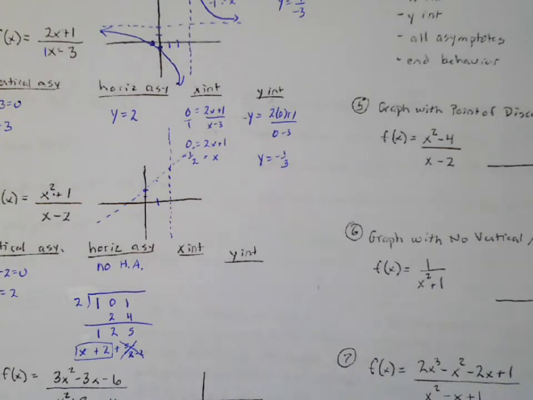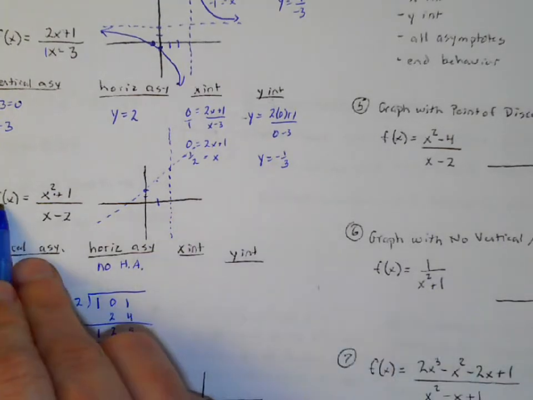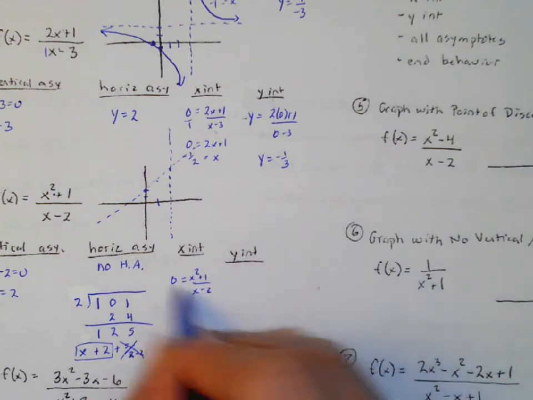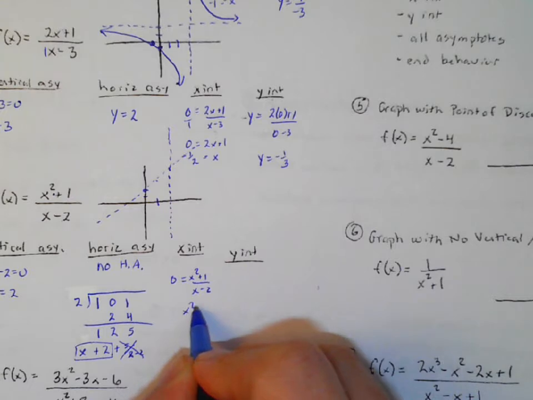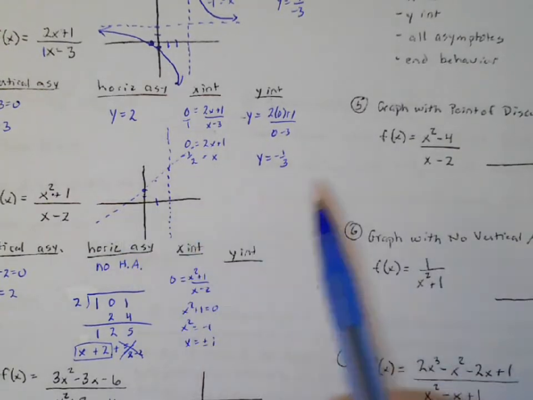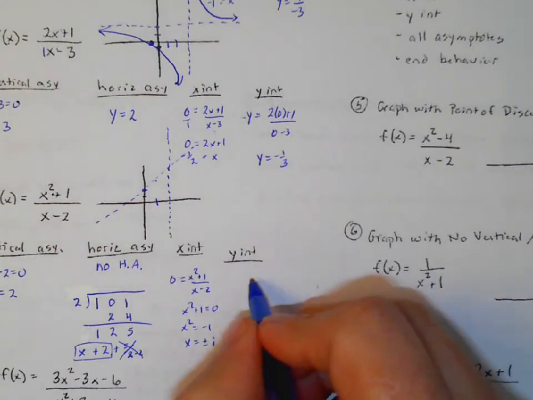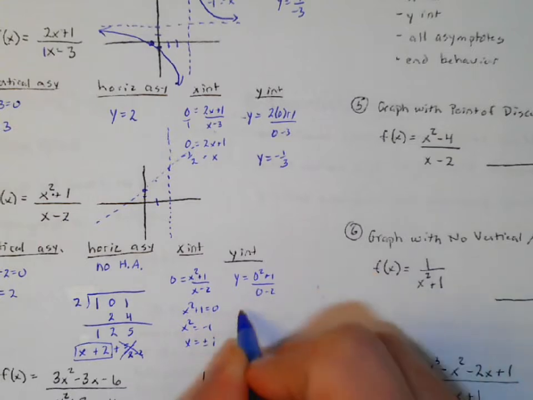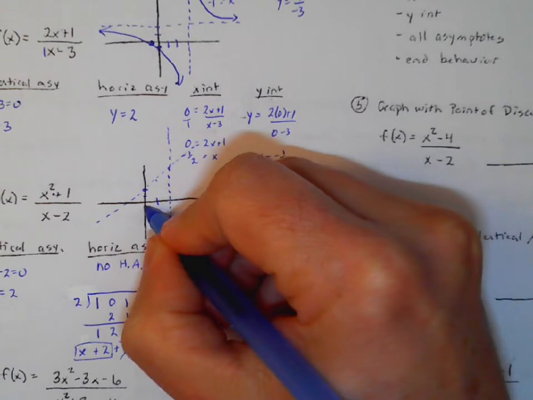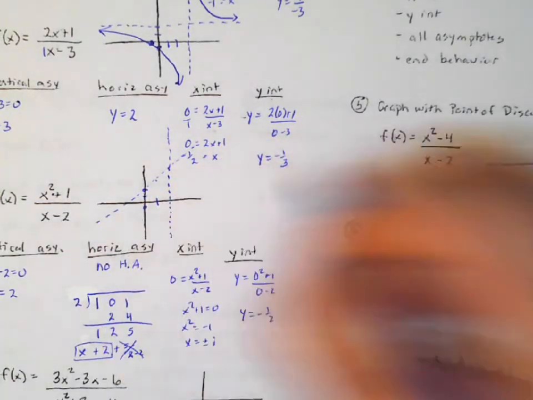Okay. X-intercept once again happens when our y is 0. So if I just cross multiply, I have x squared plus 1 equals 0. Subtract the 1 over, I get x equals plus or minus i. So that tells us that there is no real x-intercept, right? It's not really going to cross here. And then the y-intercept, 0 squared plus 1 over 0 minus 2 gives me negative 1/2. So if I look at this graph, it's going to cross at negative 1/2 right there. And it's not going to intercept my x-axis at all.